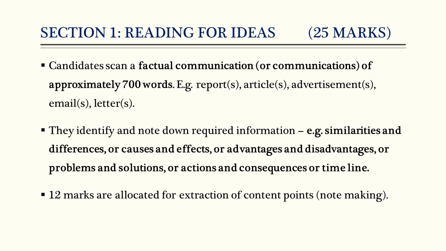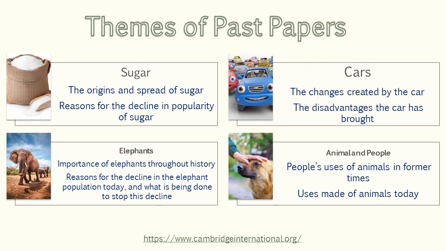The first task is note making. There are 12 marks allocated for this task. These are some of the themes of past papers. You can take the example of the first one, that's sugar. The two themes were the origins and spread of sugar and the reason for the decline in popularity of sugar.